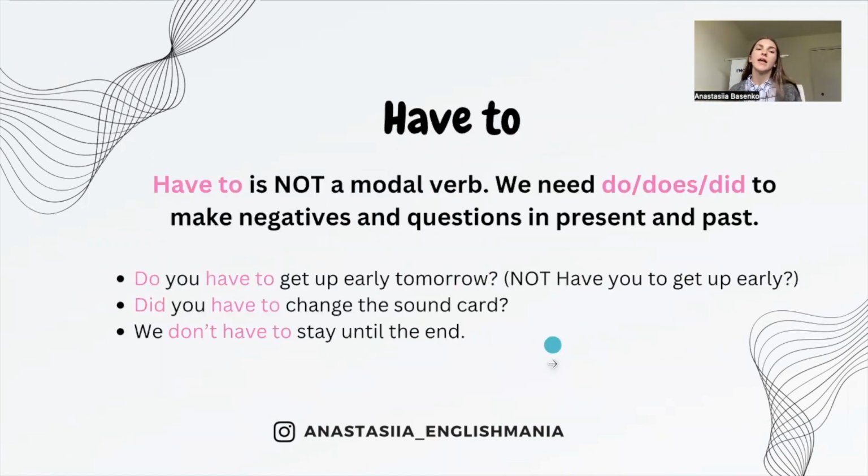And I want to remind you that have to is not considered a modal verb. So it doesn't form questions and negative sentences on its own. We need auxiliary verbs like do, does, did, have, and so on, to make questions and negatives, in the present and in the past. So, do you have to get up early tomorrow? We can't say, have you to get up tomorrow? No, it's not possible. It's not right. Did you have to change the sound card? We don't have to stay until the end. So we use other auxiliary verbs.